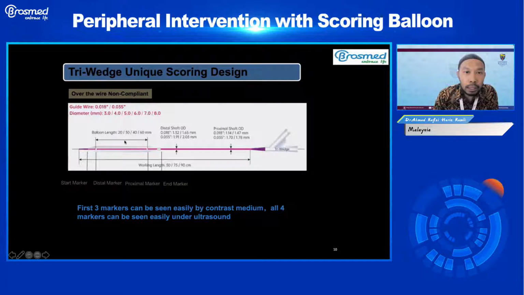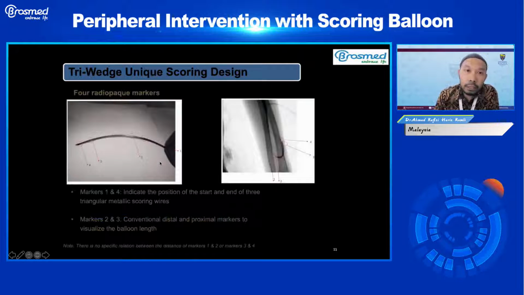So the main thing is the balloon length. As you can see here, it is quite a short balloon. The shaft length, I just want to highlight this, because in the lower limb, sometimes we have to puncture from contralateral, so we need a fairly long shaft. For tri-wedge, the one that is available here is only up to 90 centimeters. So if the patient is fairly tall and you go crossover, you might not be able to reach the popliteal. So please remember that.